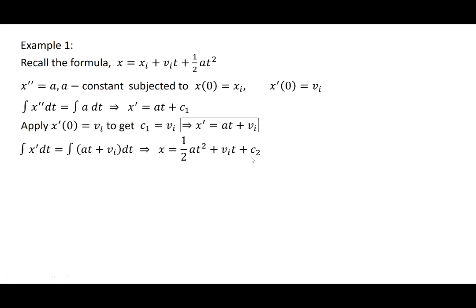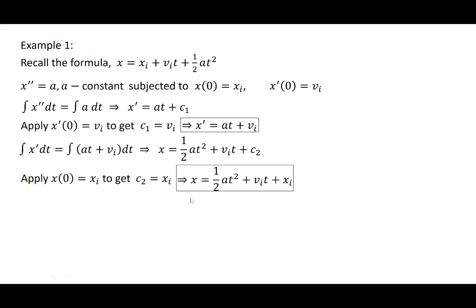Any thoughts on how to find c2? How did we find c1? We applied the initial condition on x prime. Any thoughts on how to find c2? Yep, you're right. Apply the initial condition on x. x of 0 equals x sub I. Plug in t equal to 0 and x equals x sub I, and it reduces to c2 equals x sub I. Because this term goes to 0, you're multiplying by a 0 squared, and here we are multiplying by a 0. So they go to 0, and we get c2 to be x sub I. And so this is where we have it. That's where the formula came from.